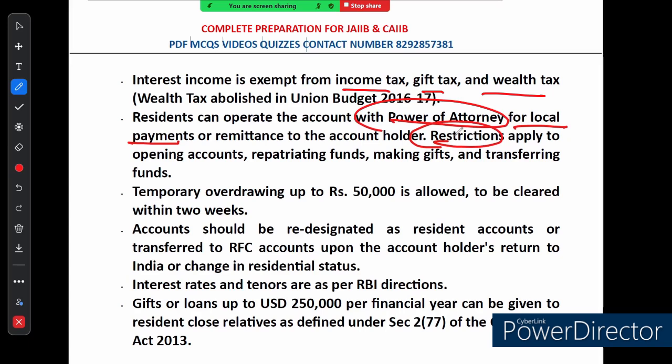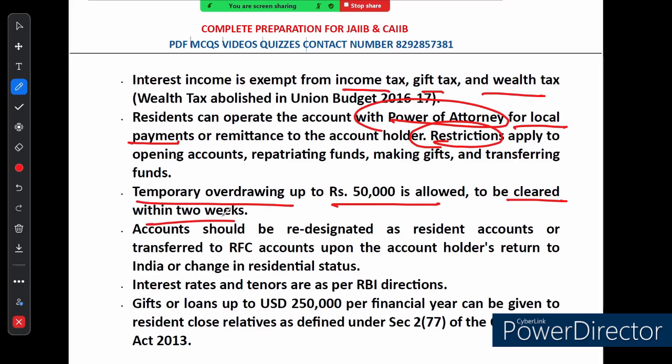Now let's discuss the temporary overdrawing facility. The NRI account holder is allowed to overdraw their account by up to 50,000. This is a handy feature if you have an urgent payment and don't have enough balance at that moment. The next thing is clearing the overdrawn amount. But remember, this overdrawn amount needs to be cleared within 2 weeks. It's like a short-term loan from your bank to cover emergencies.